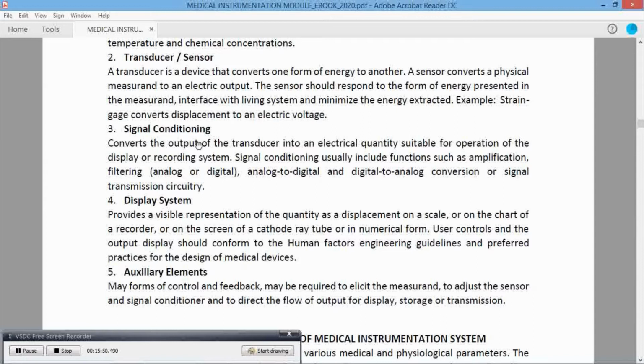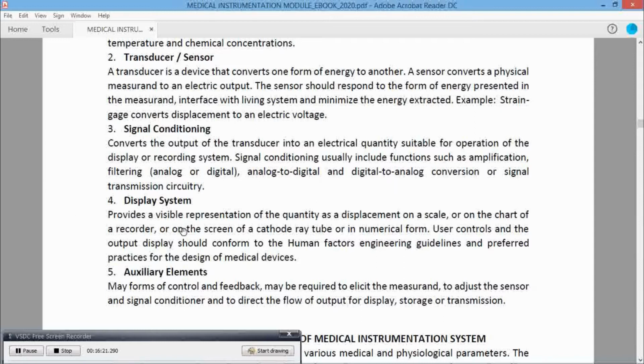And then the signal conditioning unit, like I told earlier, converts the output of the transducer into an electrical quantity suitable for operation of the display. Signal conditioning usually includes functions such as amplifying the signal, filtering, analog or digital, ADC or DAC conversion, and signal transmission circuitry.